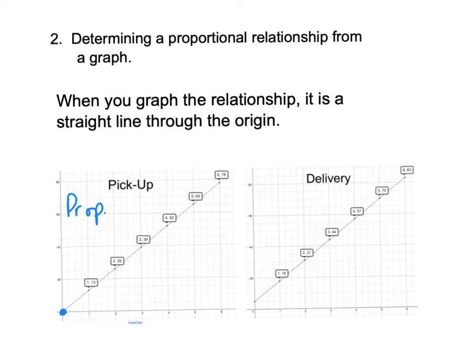Now, if I get the delivery fee, that delivery fee happens at the very beginning, but I only pay for getting my pizza delivered once. So it doesn't keep happening. And since it doesn't go through the origin or 0, 0, this is an example of something that's not proportional.